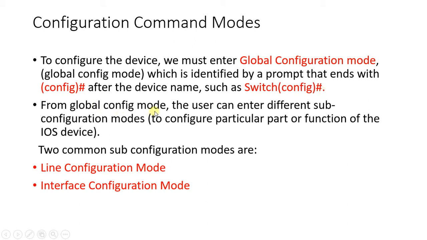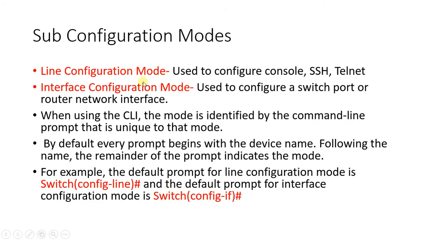From global configuration mode, the user can enter two different submodes: line configuration mode and interface configuration mode. Line configuration mode is generally used for console, SSH and telnet. So whenever we want to configure our remote access, SSH or telnet, we can use line configuration mode. Also, console can be accessed from line configuration mode.